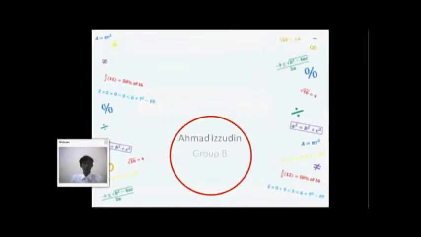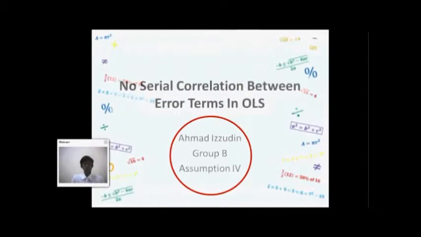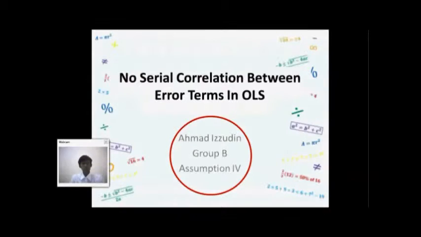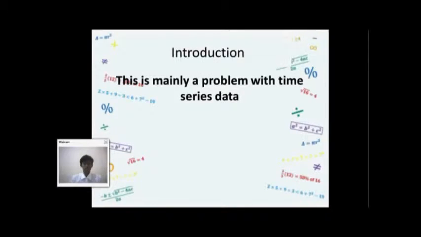Good evening, my name is Ahmed Izzuddin from Group B. Today I want to discuss assumption number 4, which is no serial correlation between error terms in OLS. Basically, this assumption deals with time series data and not cross-sectional data.